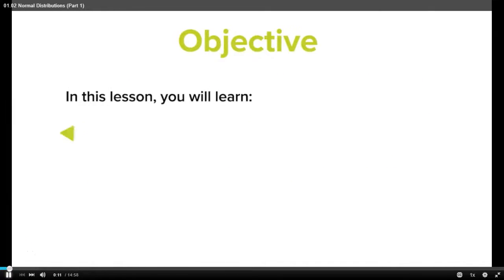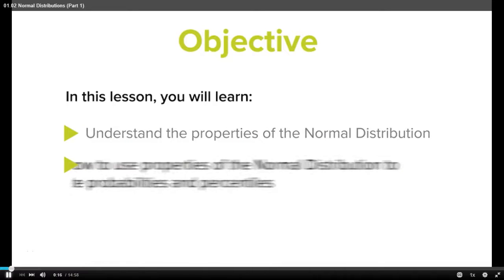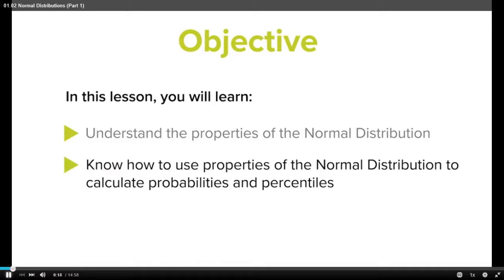In this lesson, you will learn to understand the properties of the normal distribution and know how to use properties of the normal distribution to calculate probabilities and percentiles. Before starting this lesson, you should be familiar with the concepts of mean and standard deviation.